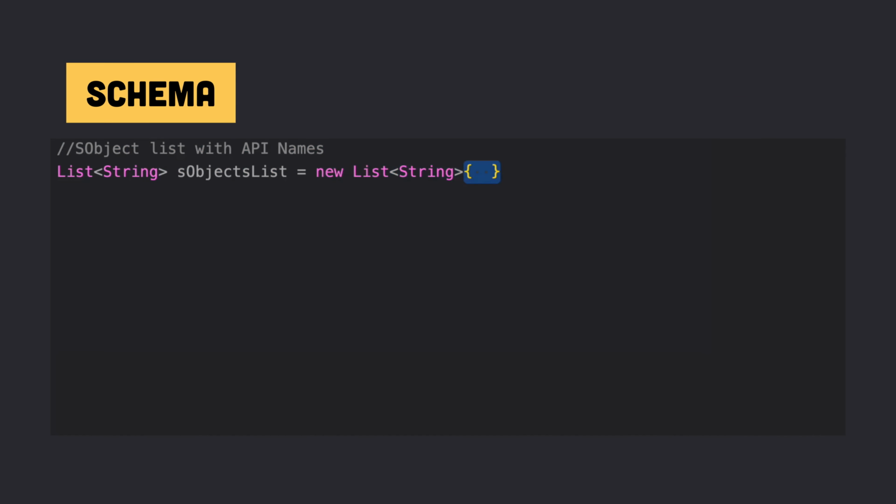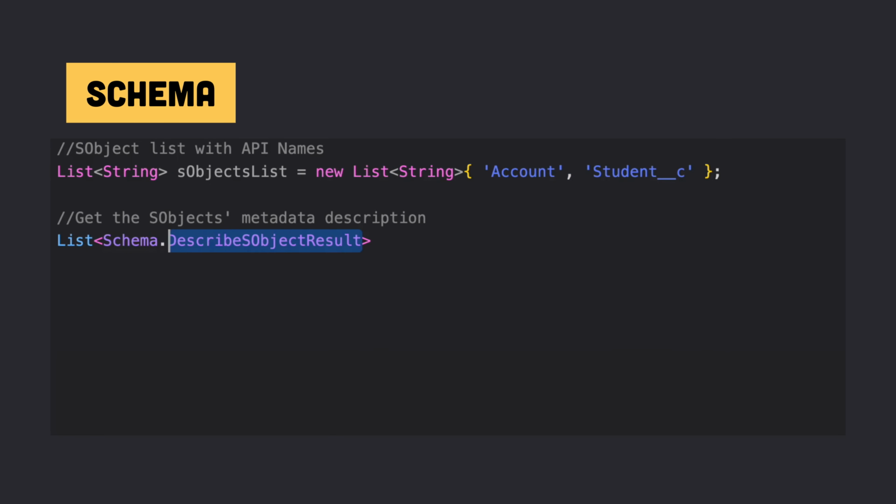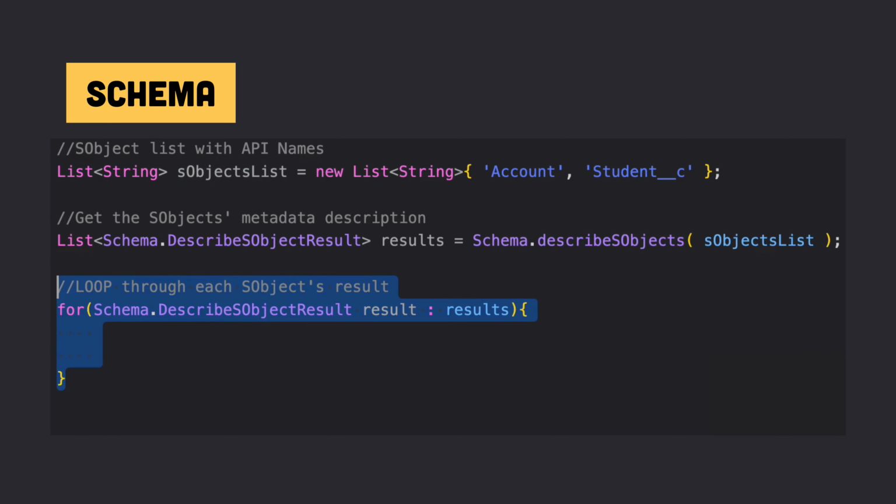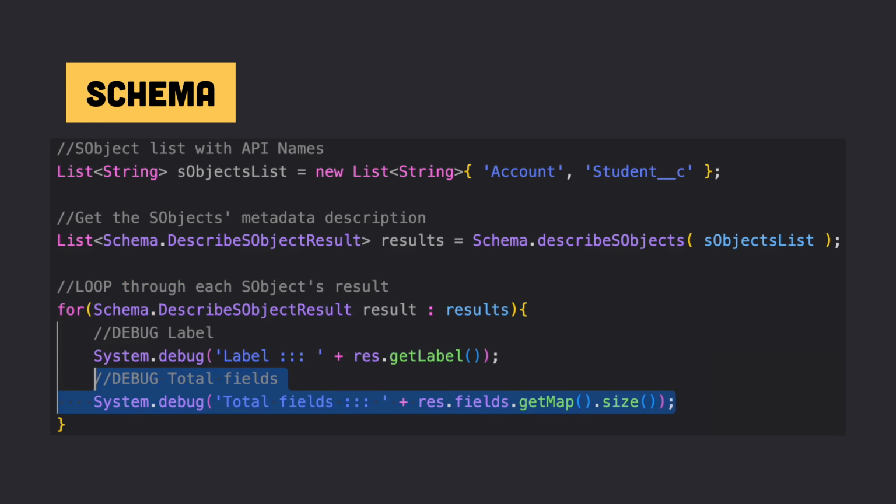Here we create a list of string that has SObject API names as the predefined values. We then pass the list to the describeSObjects method of the schema class, which will return the result of type describeSObjectResult. Finally, we loop through the results and debug the label and the total number of fields for each SObject.